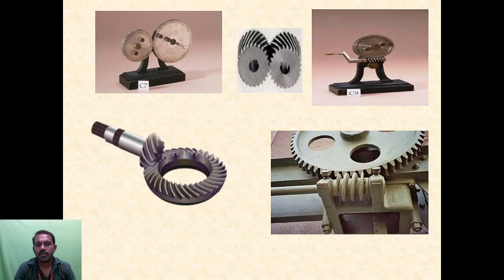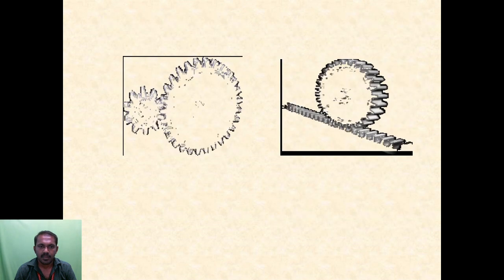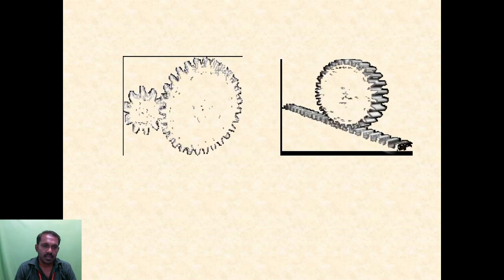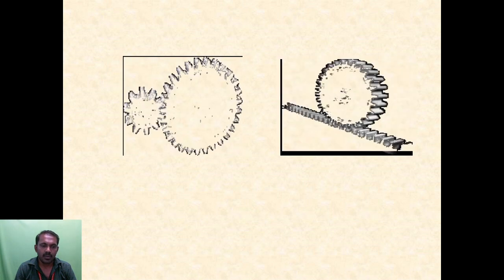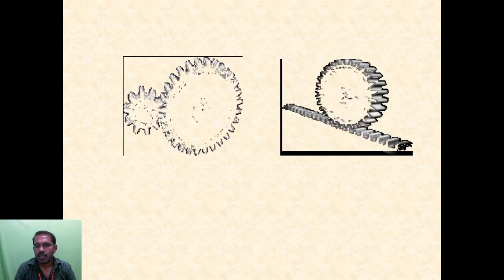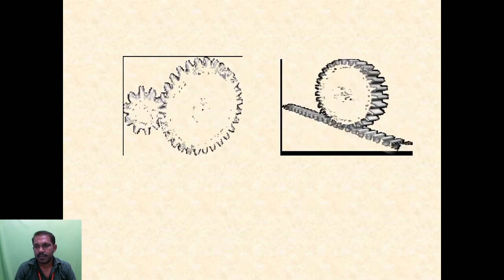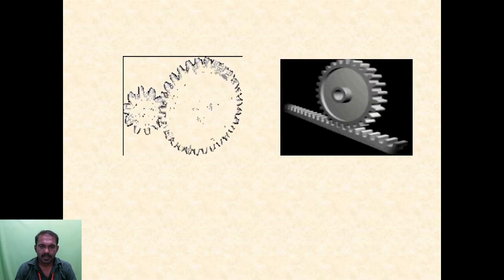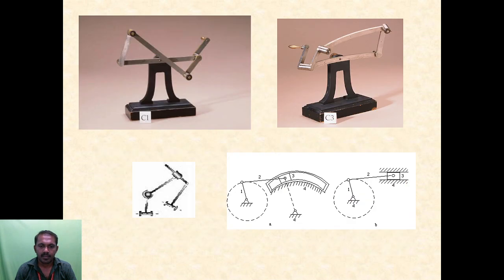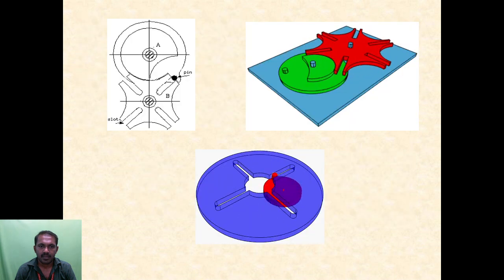This is an example of gear. This is a bevel gear. These are animations. The two gears contain a lower pair and a higher pair, and on the right side you can see a sliding pair. This is a different kind of linkage, one type of mechanism.